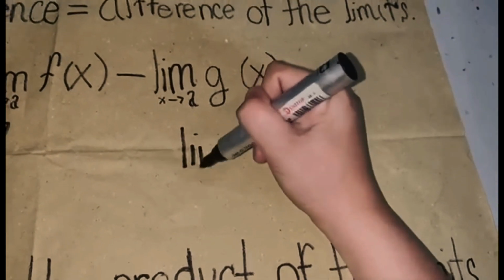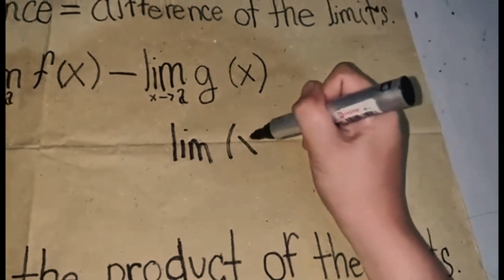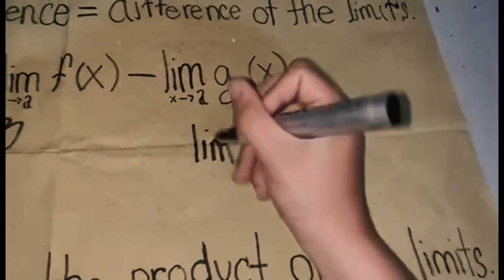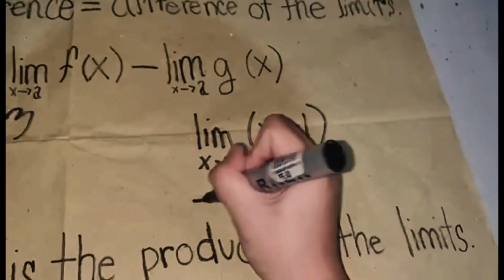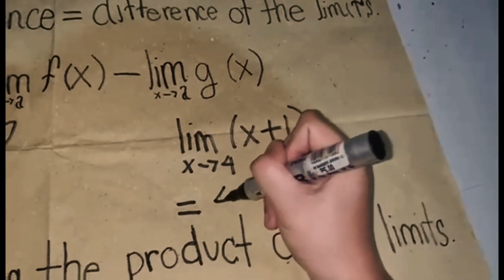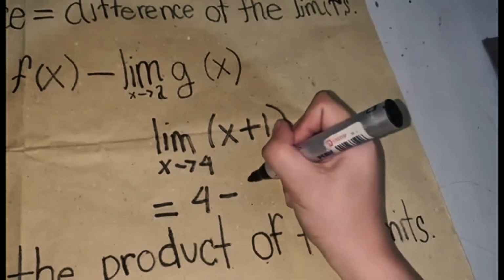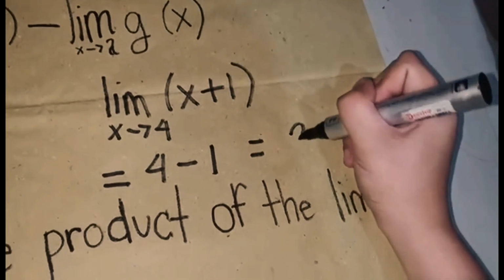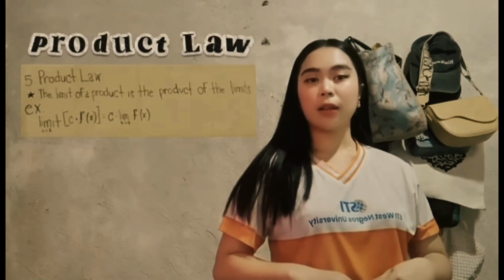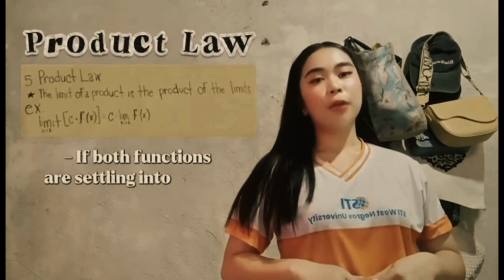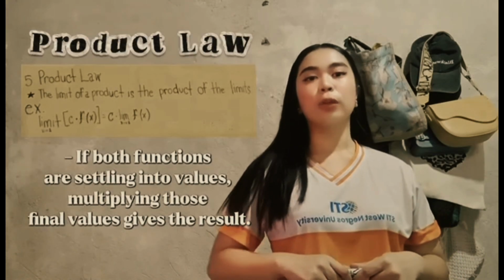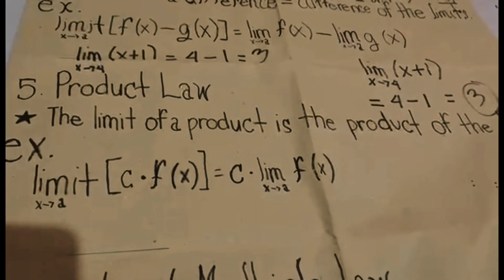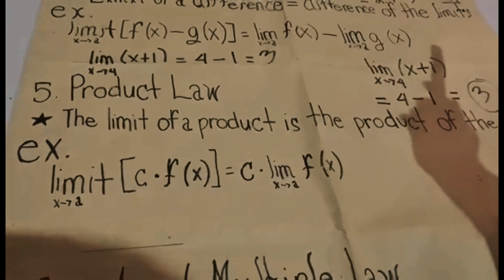Let's have the limit of x plus 1 as x approaches 4 equals the limit of x, which is 4, minus the limit of 1, which equals 3. Next, we have the product law. The limit of a product is the product of the limits. If both functions are settling into values, multiplying those final values will give the result. So for this law, we are going to apply multiplication.